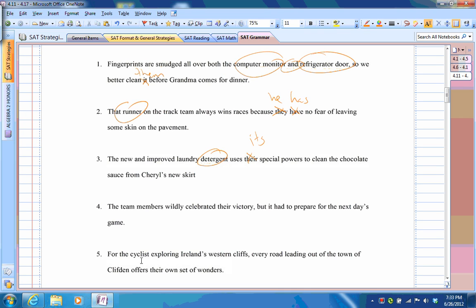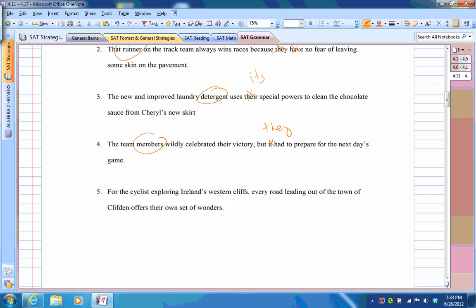The team members widely celebrated their victory, but they. So talking about team members. That's plural. For the cyclists exploring Ireland's western cliffs, every road leading out of the town of Clifton offers. Every is actually singular. Same thing with each. So it's also true for each. So when you say Clifton offers its own set of wonders.